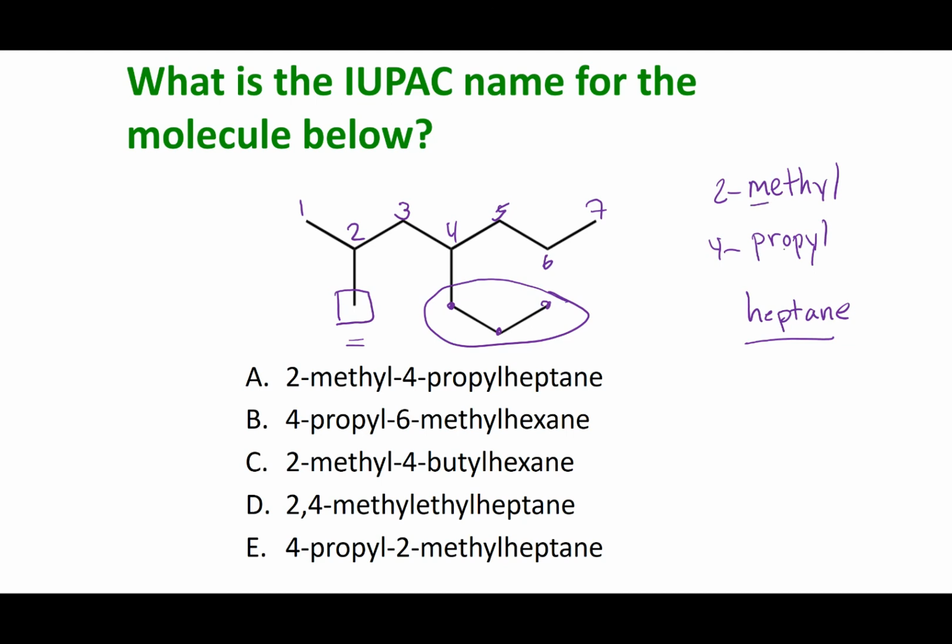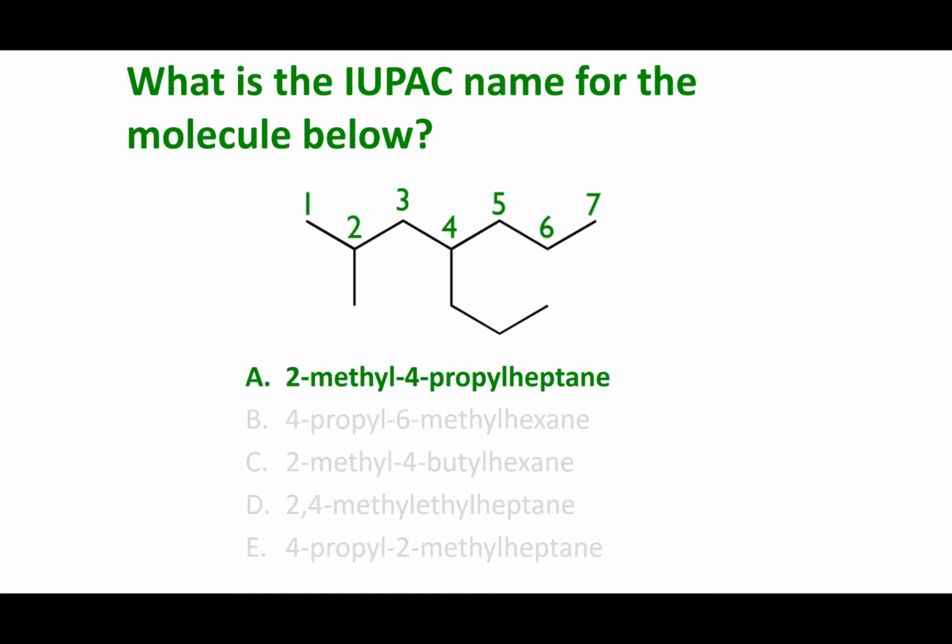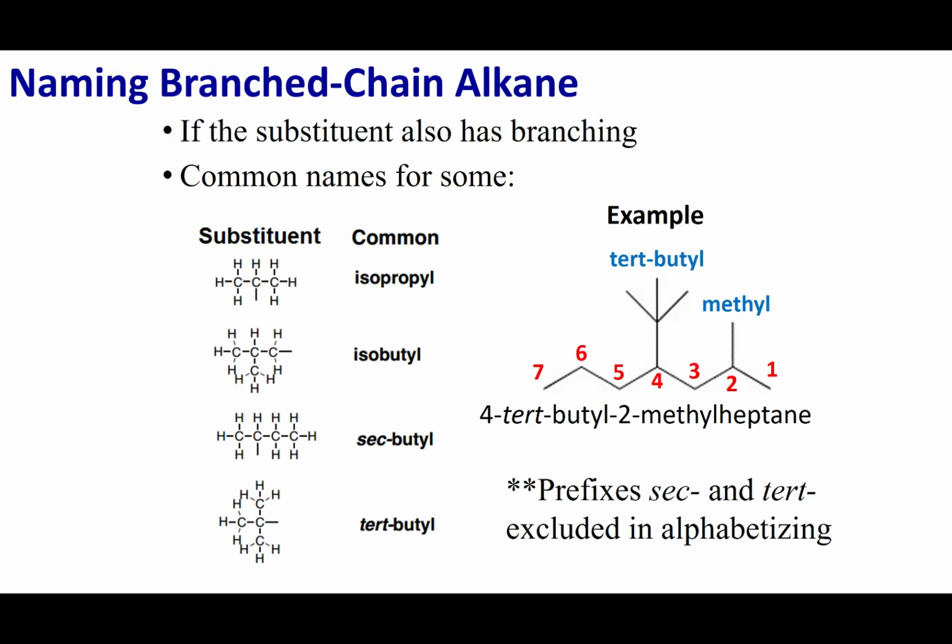Since M comes before P, I'm going to put the 2-methyl in front of the 4-propyl. So this would be the correct IUPAC name. Now you guys can see that using the rules that I've shown you, we get some real cumbersome naming. And so there are a few common names that come into play that I want you guys to know.